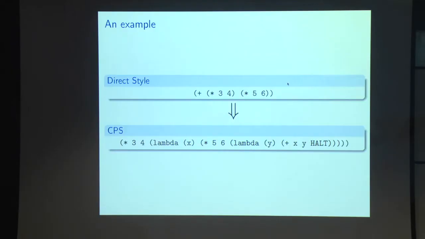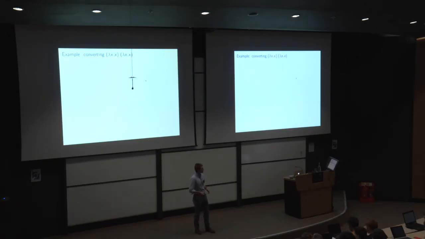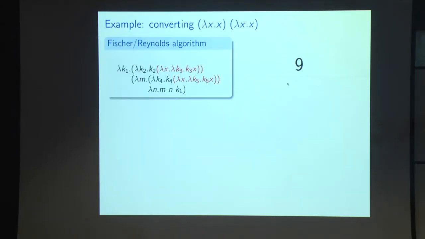So getting into this, it's a compiler. We don't want the user to have to write in CPS. We want to transform into our intermediate language automatically. Well, people have tried to do this. Here we have the identity function applied to the identity function. And right here, we can see the conversion. We went from 2 different lambda terms to 9. This is the Fischer-Reynolds transformation to CPS.